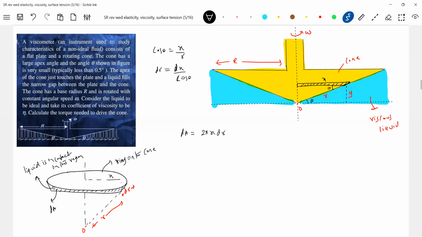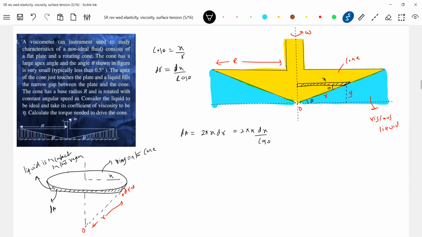The dr is what I'm going to replace from this equation. In exams, I think you should really understand the diagram. That's what I feel. Okay, dA, we got it. What is the velocity at that particular point? It should be equal to x omega.